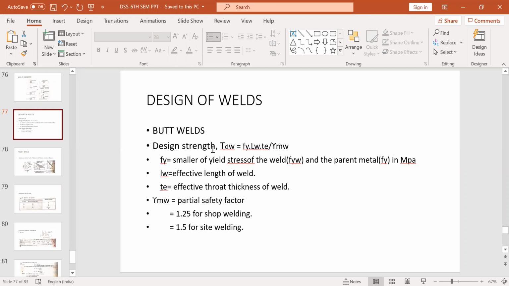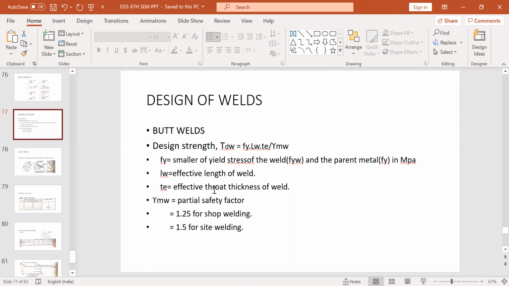The design strength of butt welds, Tdw, is given by this formula: Fy Lw te by gamma mw, where Fy is the smaller of the yield stress of the weld and the parent metal. The parent metal has yield stress of Fy and the yield stress of the weld is Fyw. You have to see which one is the lower value. Normally it is Fy only, since the parent metal has the lower yield stress, so you take this as Fy. Lw is the effective length of the weld. What is the length for which you are carrying out the welding operation? That you have to find.